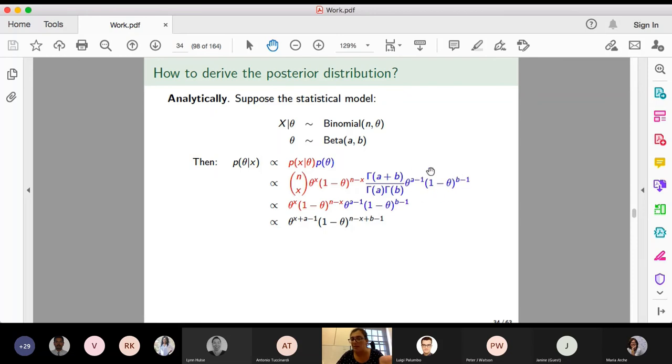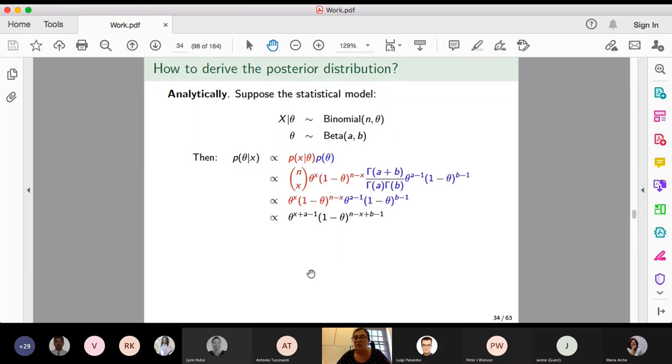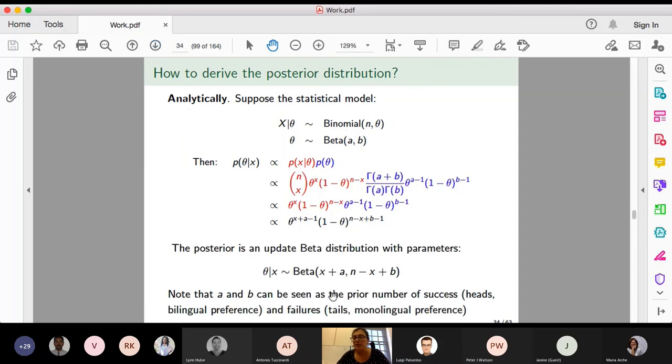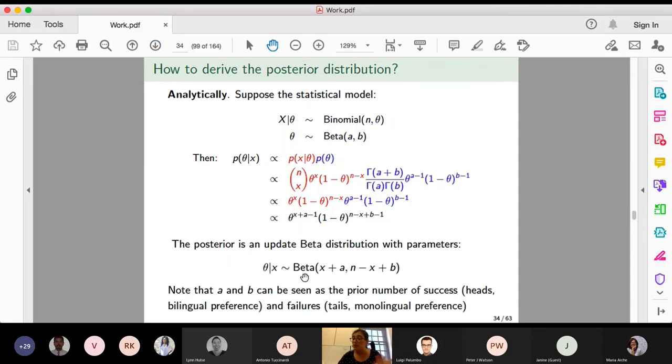So now if I look at what I got, it has the same shape as the beta distribution, which is here in blue. Theta to some exponent minus 1, and 1 minus theta to something minus 1. So here I have theta to a new something minus 1, and 1 minus theta to a new something minus 1. So the posterior distribution, in this case, is a beta distribution. It's the same family as the prior, but with updated parameters.